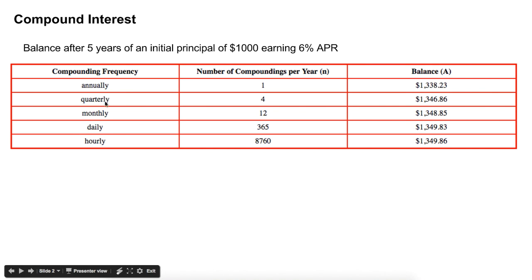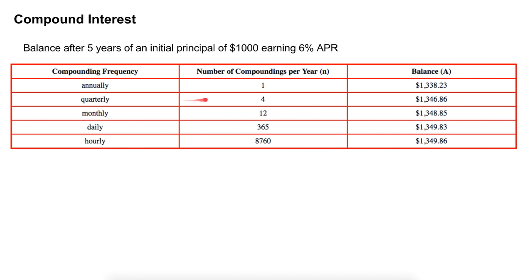And if we compound, in this example, the $1,000 at 6% APR annually, it means that we only have one compounding per year. We compound the interest at the end of the year, that's it. And then at the end of the next year, and then at the end of the next year. So we earn 6% on our $1,000. Then the next year after that, we earn 6% on whatever amount we have. So after 5 years, we'd be left with $1,338.23 after 5 years if we were compounding annually.